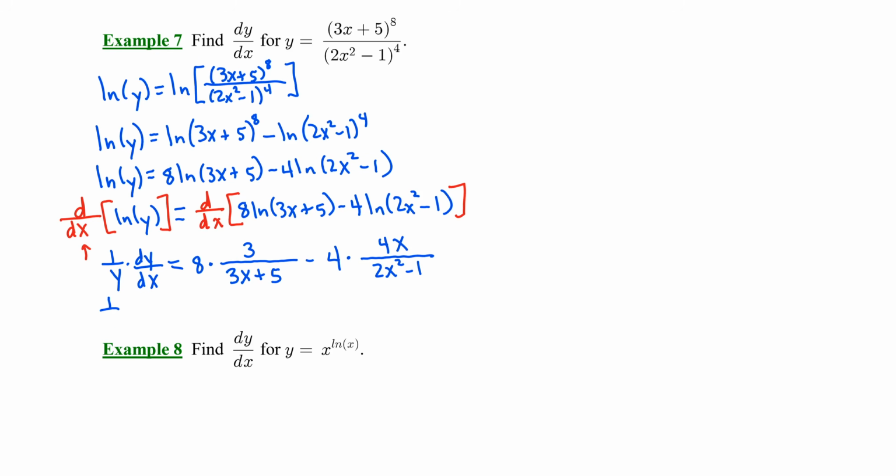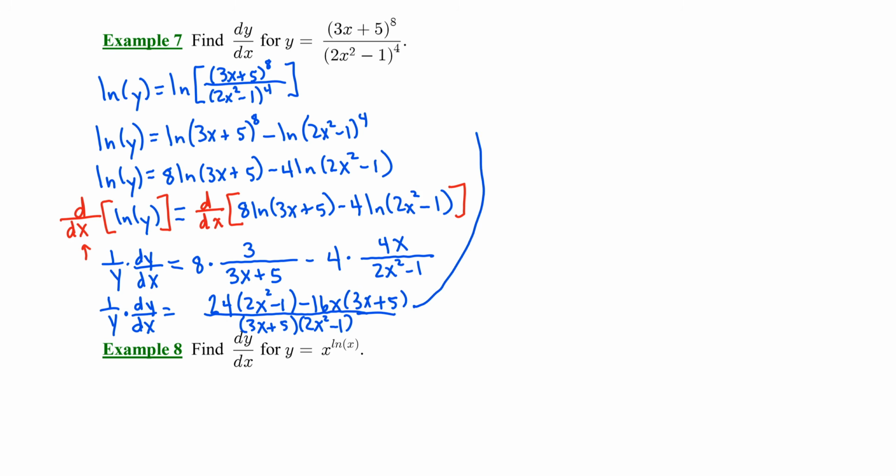I'm going to clean this up and obtain a common denominator, which is the product of our two distinct denominators. Notice our original numerator is 8 times 3, or 24. It's going to need to be multiplied by 2x squared minus 1. Second factor here is 16x. It gains the new factor of 3x plus 5. Okay, let's simplify that numerator.